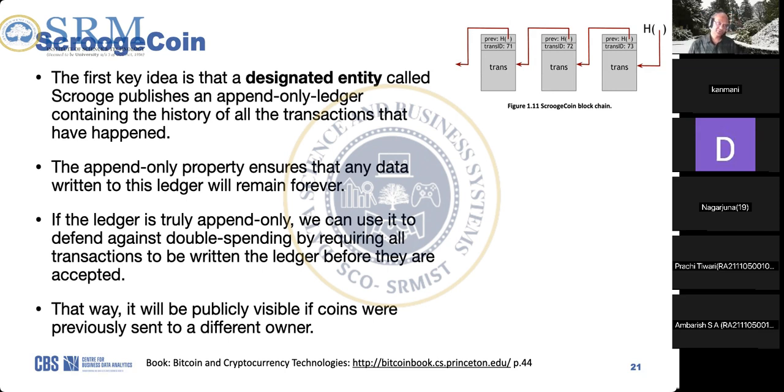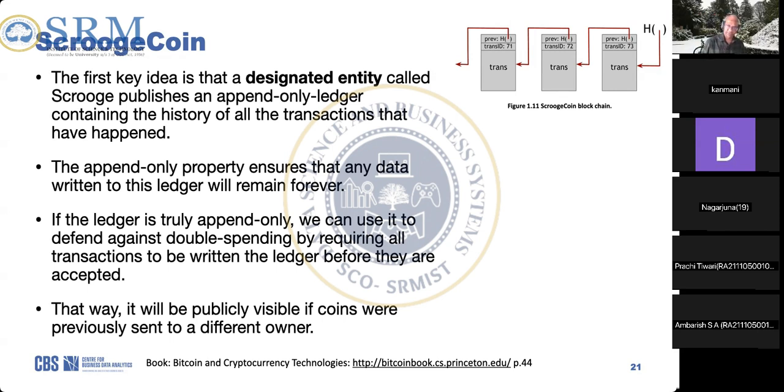Now we are looking into Scrooge's coin, a simple design, where we try to solve the double spending problem by having all the transactions publicly visible. Again, we have some simple rules. The first key idea is that Scrooge can create coins because he is the owner of the currency. He creates coins and transfers them to people. On top of that, he will also keep track of the transactions.